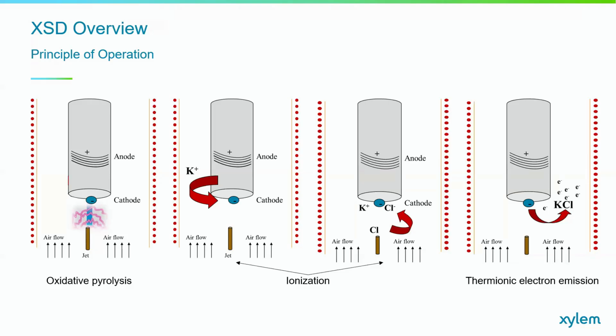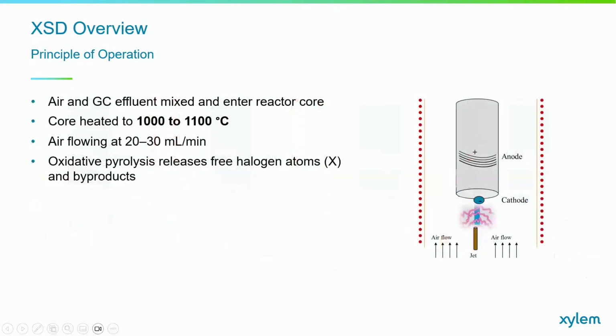Now we can go through and explain when and where they're happening. And actually, before we go to the next slide, it's important to know that these first two images are kind of happening simultaneously because of the high temperature of the reactor. But I'm going to start with oxidative pyrolysis. So the very first thing that happens is that the reactor core is heated to 1,000 or 1,100 degrees Celsius. Very, very hot. Then we have effluent coming from the column that is mixed with air. And this mixture is passed through the reactor core.